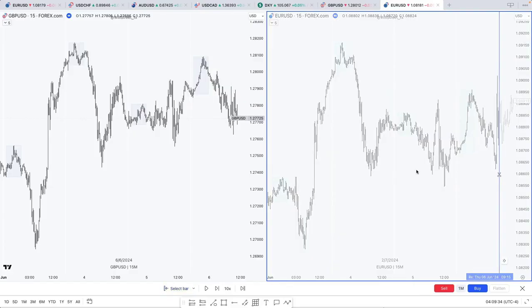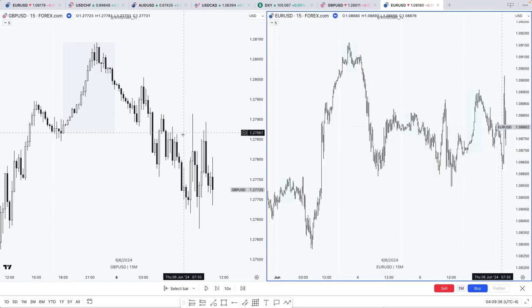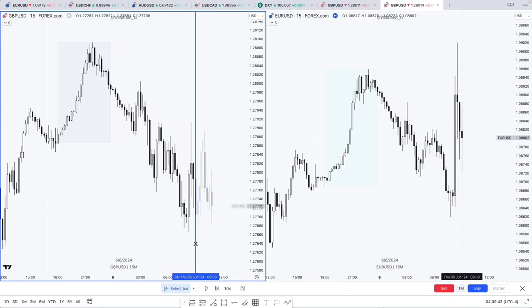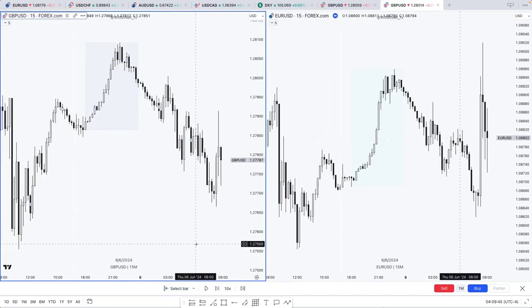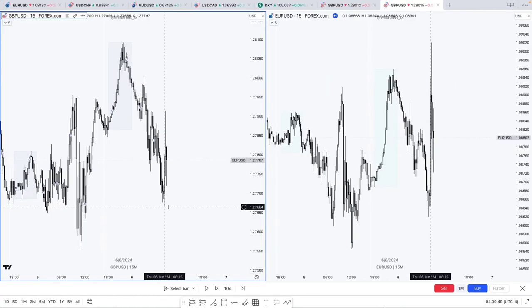So look at this. This day we had a Euro interest rate, so the important asset will be Euro. We are just looking at the GBP for SMTs, not for trading. We are trading Euro.